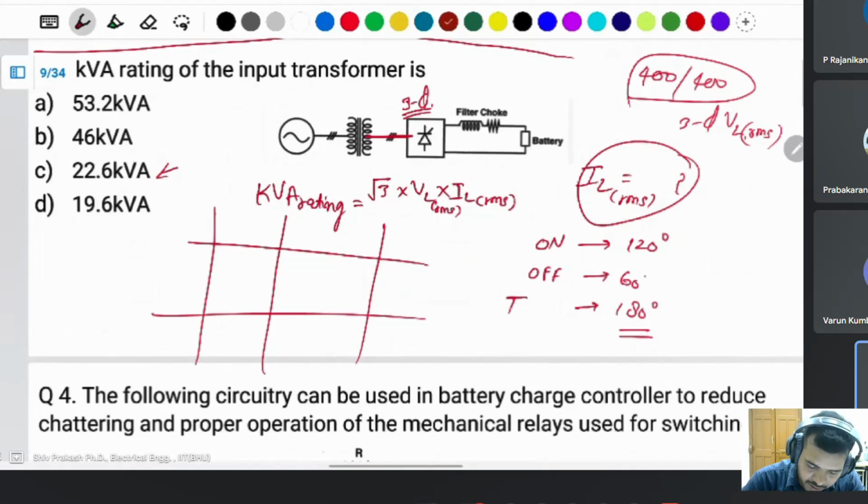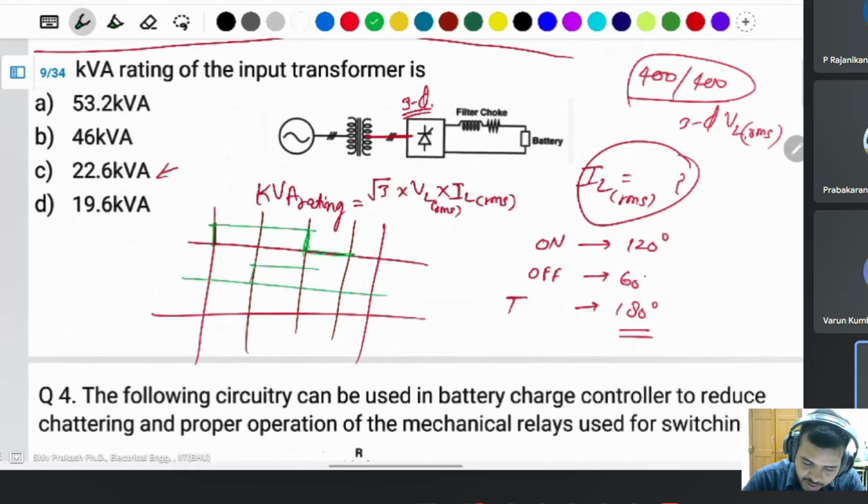For a single current, suppose it's a 60-60 block: on for 120 degrees, then off. Another signal is on for 120 degrees, then off. Another is on for 120 degrees, then off for 60 degrees. We are operating like that. For a three phase bridge rectifier, if you see this one, it is the same thing.